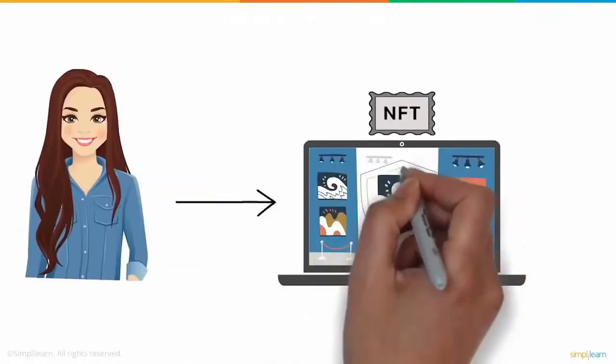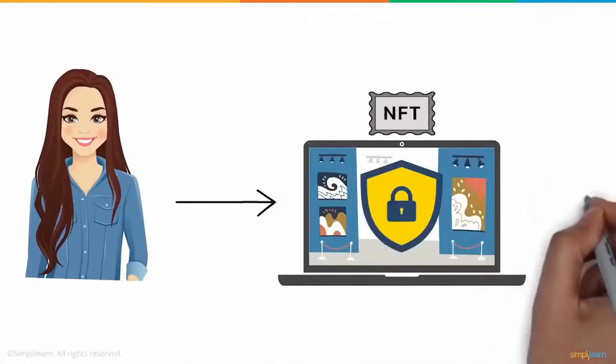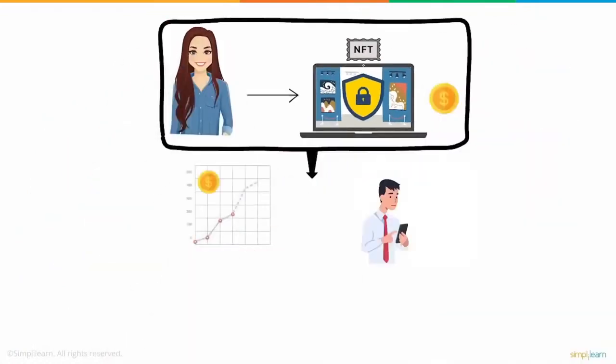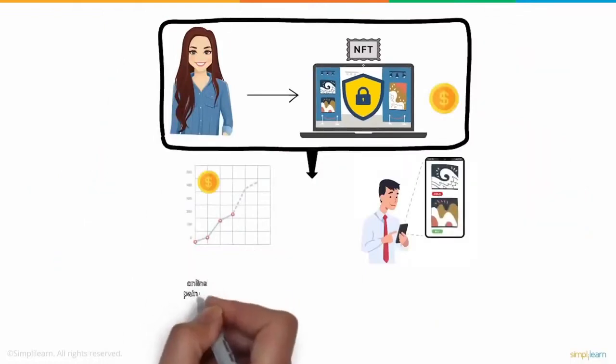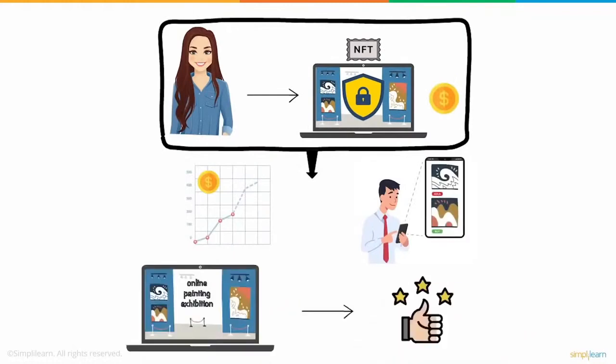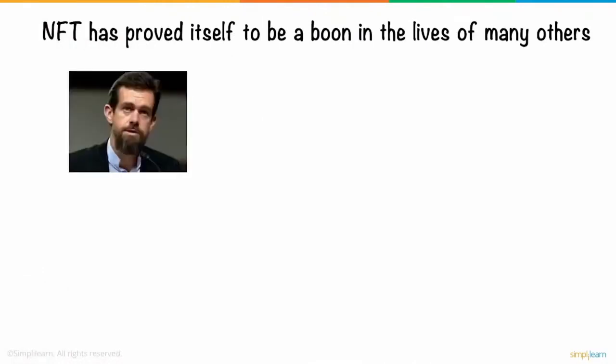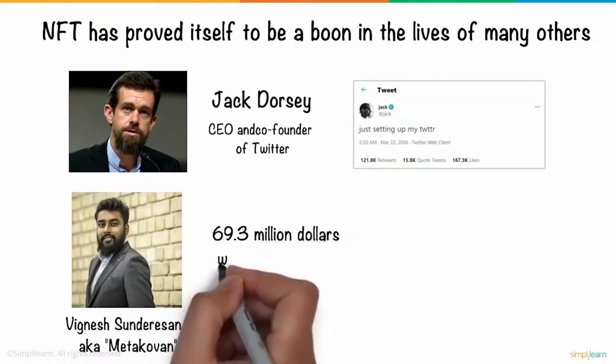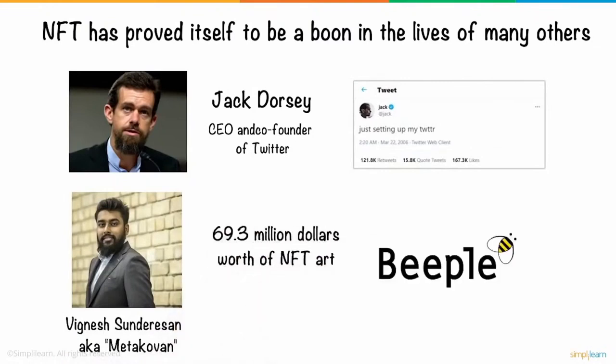Due to this, her artworks were secured from any kind of forgery and also gave her artworks a particular value. This contributed to increased sales too, as everyone was easily able to buy the artwork without any fear. All in all, her exhibition was a complete success. Similarly, NFT has proved itself to be a boon in the lives of many others, like Jack Dorsey, the CEO and co-founder of Twitter with his very first and famous tweet, "Just setting up my Twitter," and Vignesh Sundarasan, famously known as Metakovan, who bought $69.3 million worth of NFT art on Beeple.